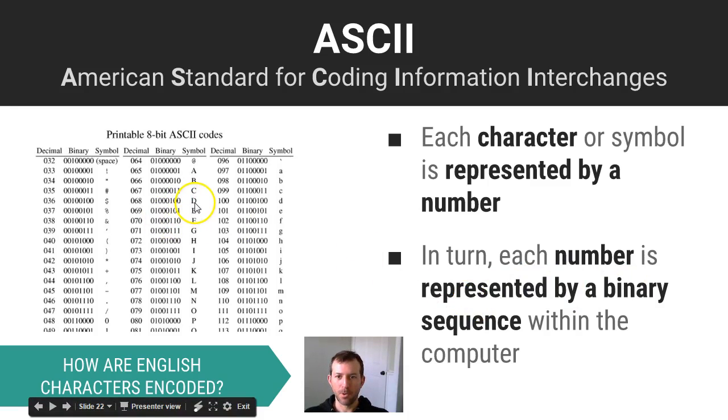So if we look at the table, we'll see things like here is a capital A. The capital A is represented by the number 65. And the number 65 is actually a binary sequence 01000001. So I know it's kind of complicated, but it's important that you understand that this is what computers do. They don't store textual symbols. They store a binary version of a number which represents a character.